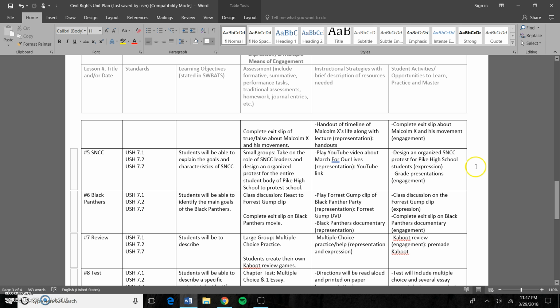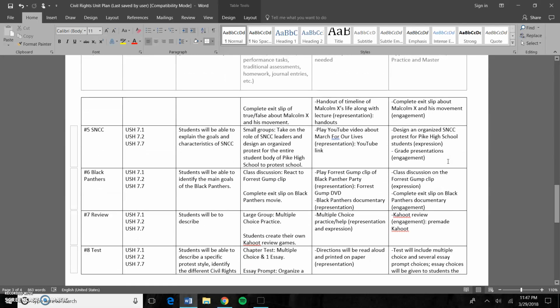They'll do this in small groups, and I'll allow them to be kind of creative, but they will have to go off of the organizational tendencies of SNCC. And they'll present this to the class, and I'll be able to grade these presentations on how closely they stuck to the SNCC organization.